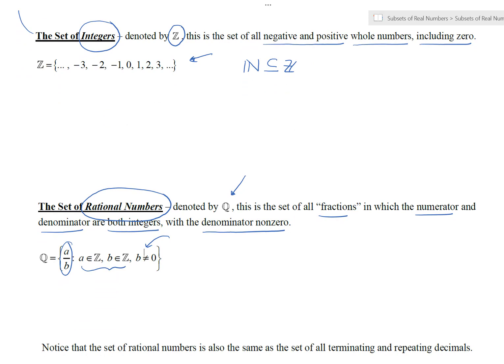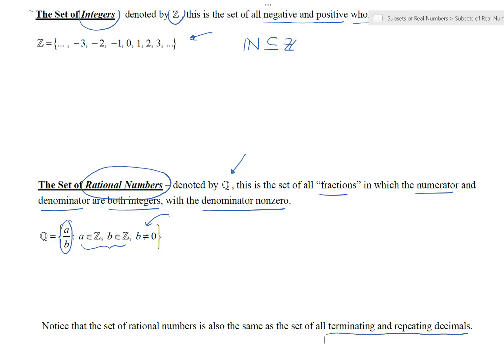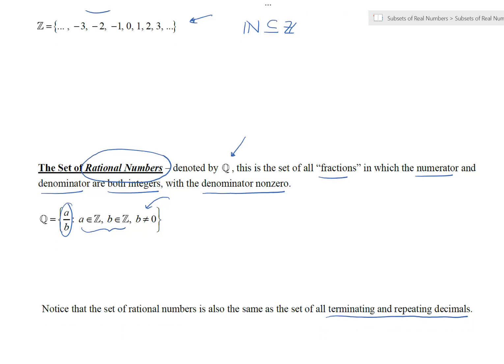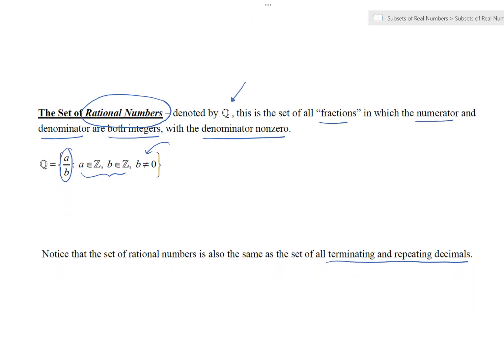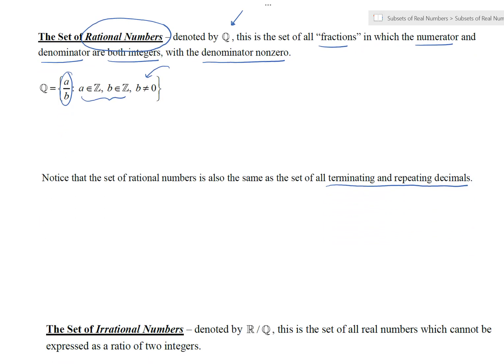And then just another thing to note, this is also the same as saying the set of all terminating and repeating decimals. So you may recall that if you are a rational number, which is a fraction where numerator and denominator are both integers, denominator non-zero, every number of that form, when expressed as a decimal, is either repeating or terminating. So that's a fact.